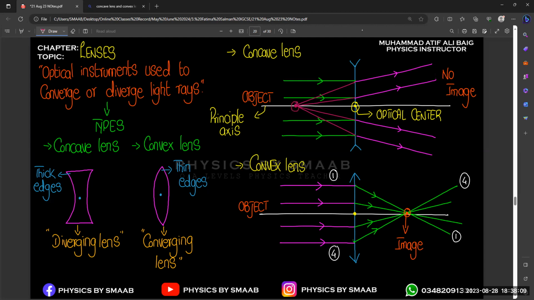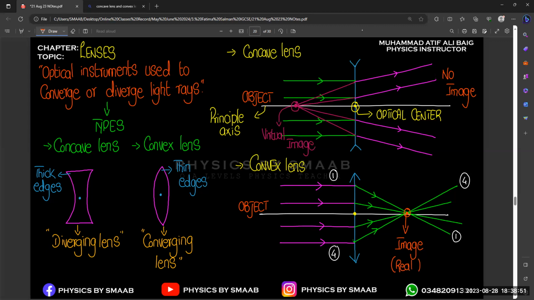This is the point of intersection, but you know that this light is not real. These rays are not real. These are only virtual, only for reference to understand the concept. So that's why this image is known as the virtual image. Clear? Any confusion? No. So this is the concept of virtual image, and in the convex lens you got the concept of real image, right? So that is the difference.